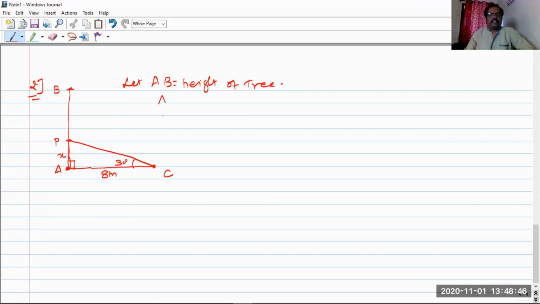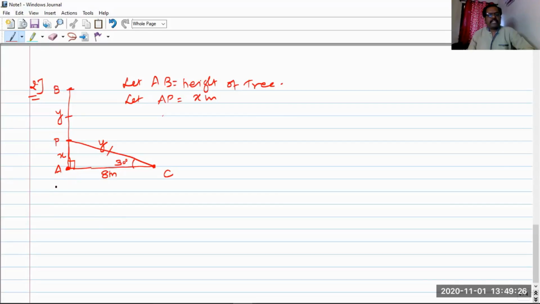Let AP be the distance between the bottom of the tree and the point where it bends, which is equal to x meters. Okay. And how much is PC? If we denote PB as y, can we say PC is also y? Yes, we can, because both are parts of the broken part of the tree, which means they must be of the same length. So that y we need to find.